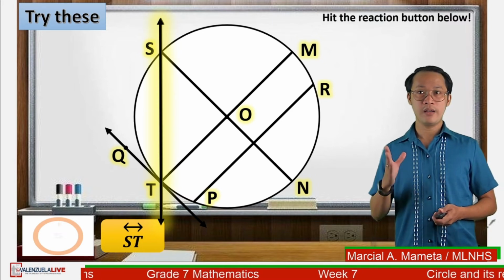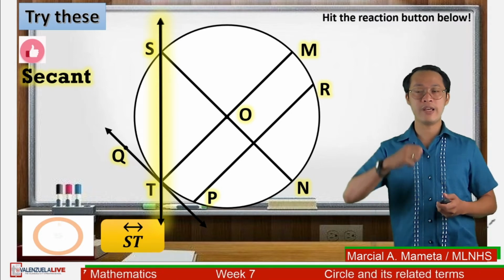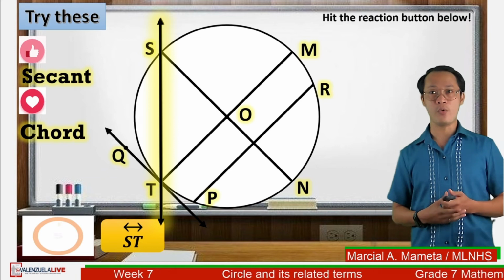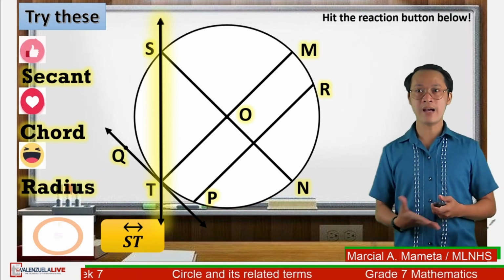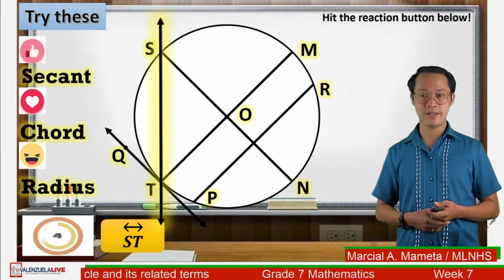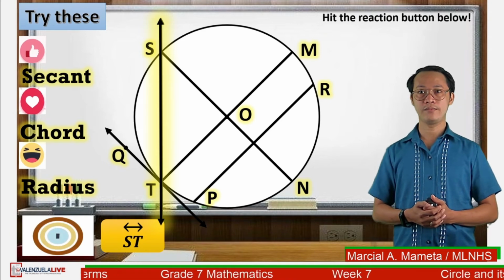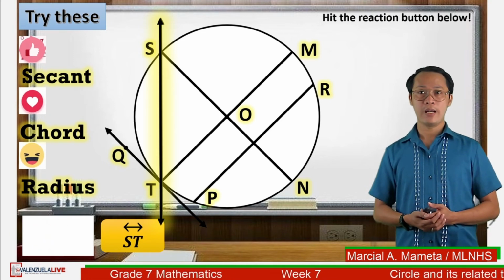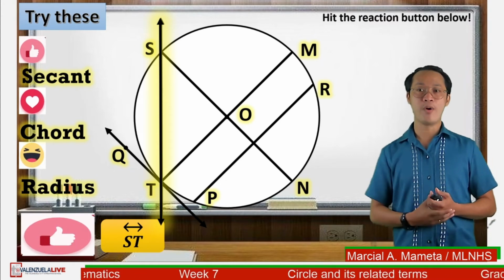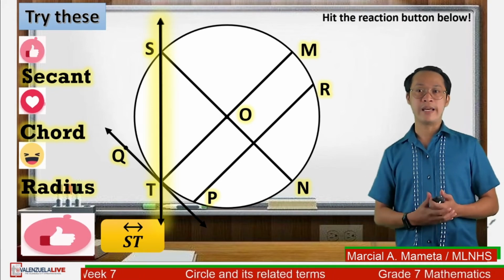Identify line ST. Hit like if it is a secant. Hit heart if it is a chord. Hit haha if it is an example of radius. 5 seconds. Time is up. The correct answer is like button. Line ST is an example of secant.